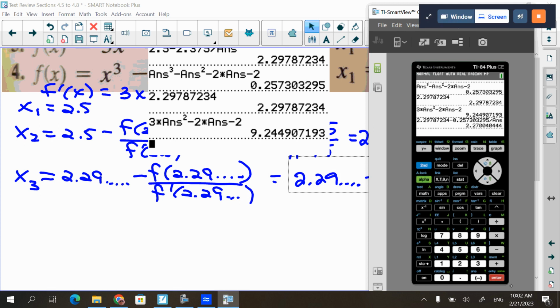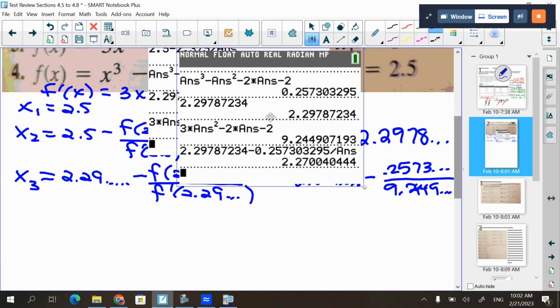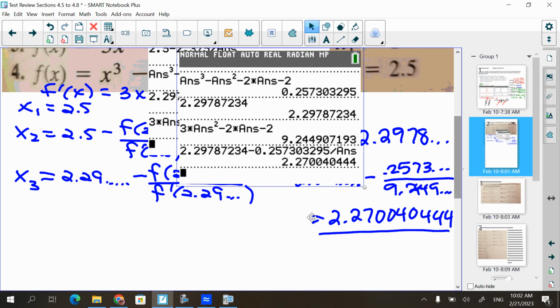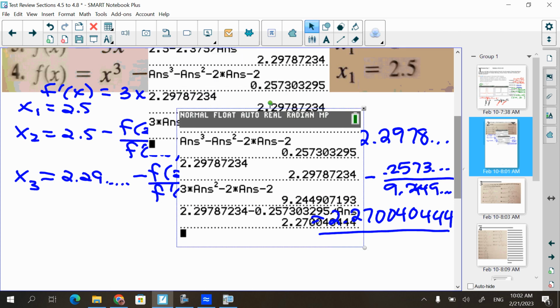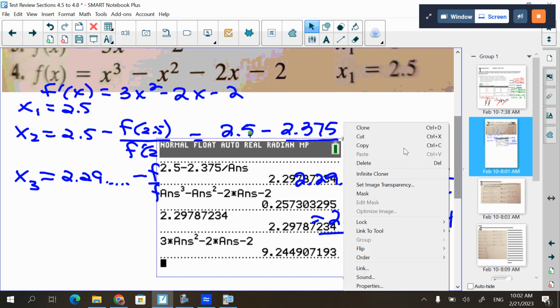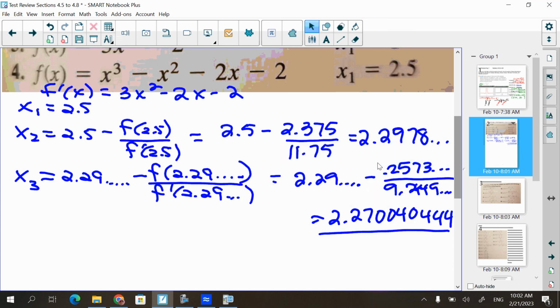And I get 2.270, so give all of the decimal places to this, equals 2.27004044. Your decimal places have to match mine all the way out to the end. So don't say 2.27 or I'm going to mark off the point. Questions? Very calculator active problem. Questions?